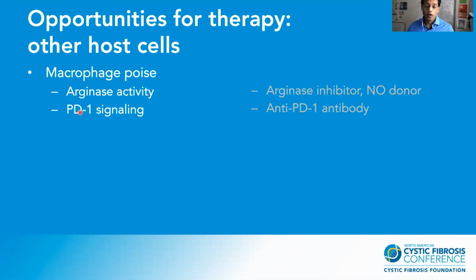We found also another way by which macrophages get inhibited by neutrophils is through the induction of PD-1 signaling, which is an exhaustion marker. And this is a pathway that's been used therapeutically in cancer with a number of different anti-PD-1 antibodies. So this is something that could be envisioned potentially also in CF.